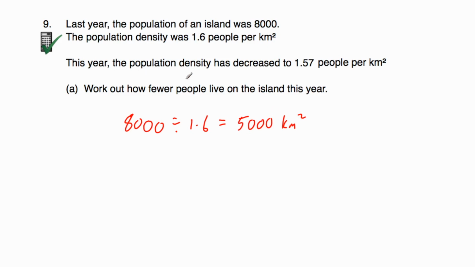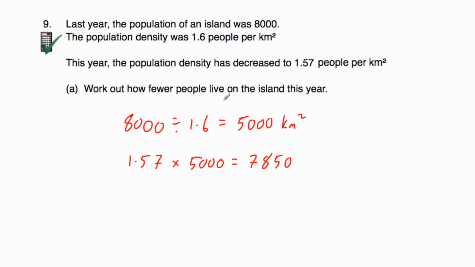Now we're told that this year the population density has decreased to 1.57 people per square kilometre. So that means that if we were to share the population out equally, there'd be 1.57 people per square kilometre. So that means that there'd be 5,000 lots of 1.57 people on the island. So let's take our population density and multiply by the area to find the population. So 1.57 multiplied by 5,000 is equal to 7,850 people. So that's how many people live on the island this year. And as you can see, the population of the island has gone down from 8,000 down to 7,850 people.